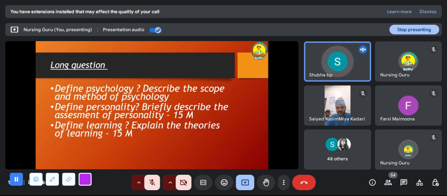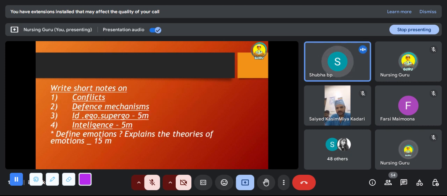So these are all the three important questions for your exam. And coming to the short notes, it may be asked for 2 marks or 5 marks or 3 marks. So you can expect the short notes on conflicts.